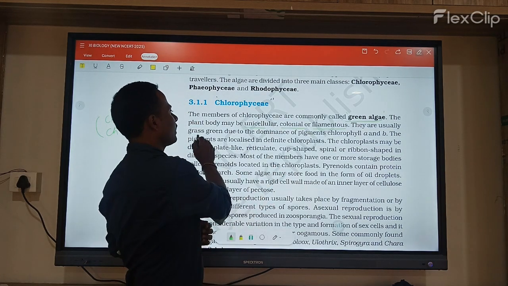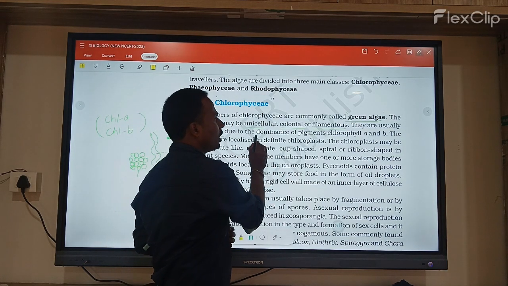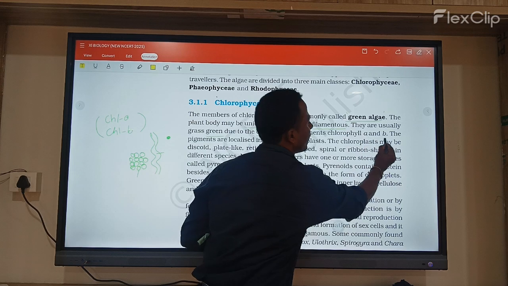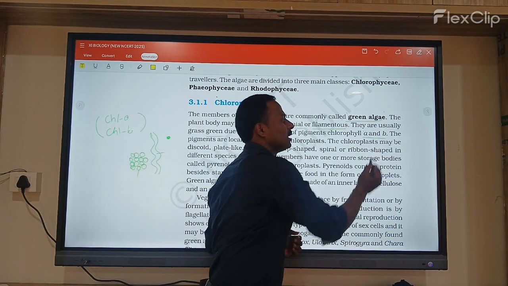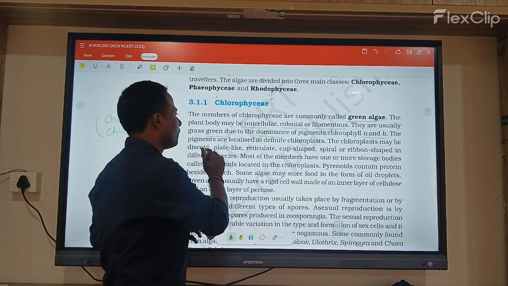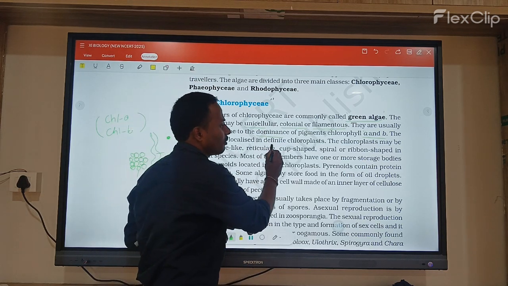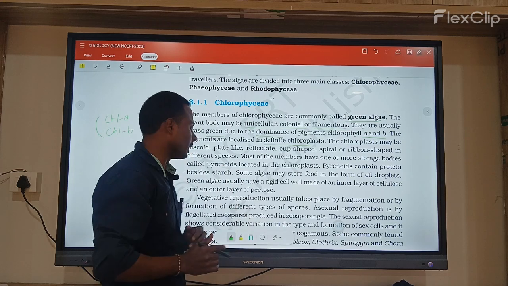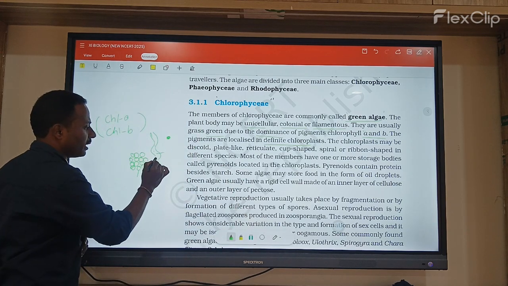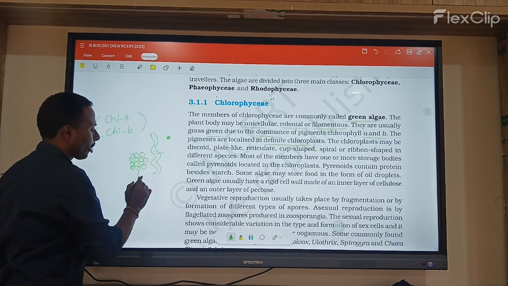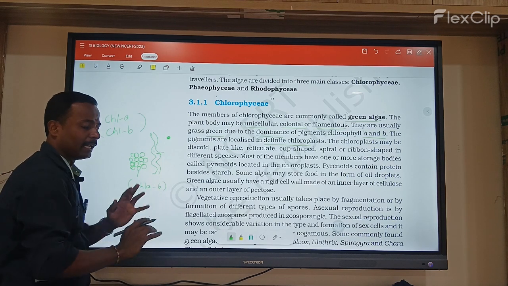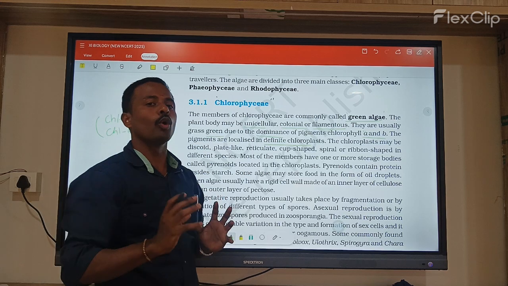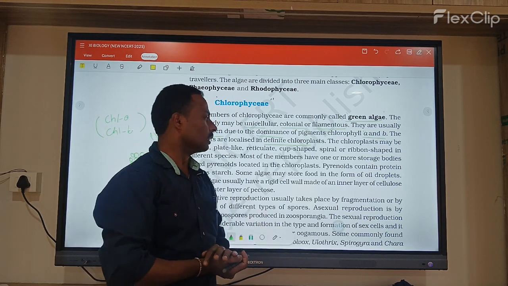Usually they are grass green due to the dominant pigments chlorophyll A and B. The major pigments are chlorophyll A as well as chlorophyll B. The pigments are localized in a defined chloroplast. For example, take a filament: it contains chlorophyll A and chlorophyll B pigments, hence the filament appears green in color.